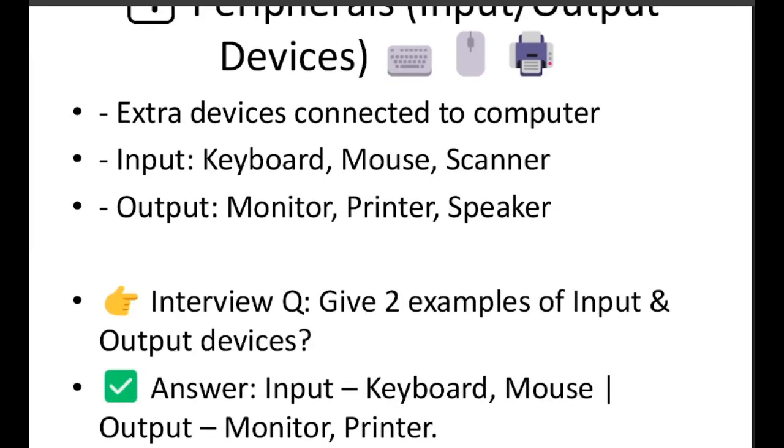Interview question: give two examples of input and output devices. Input is the keyboard and mouse, and output is the monitor and printer. Suppose you are typing anything, that is the input, and the output is what comes on the screen, like a monitor. So it's called the output.